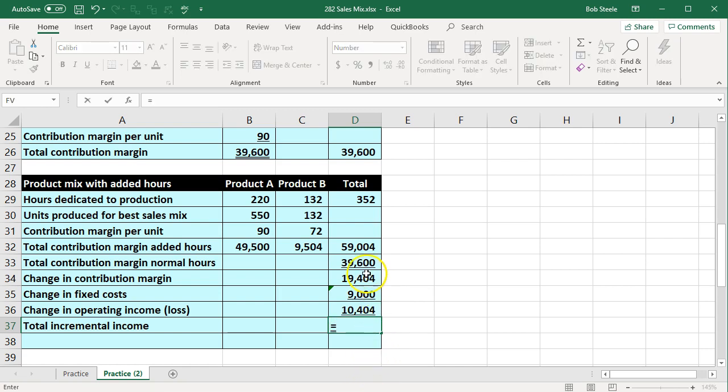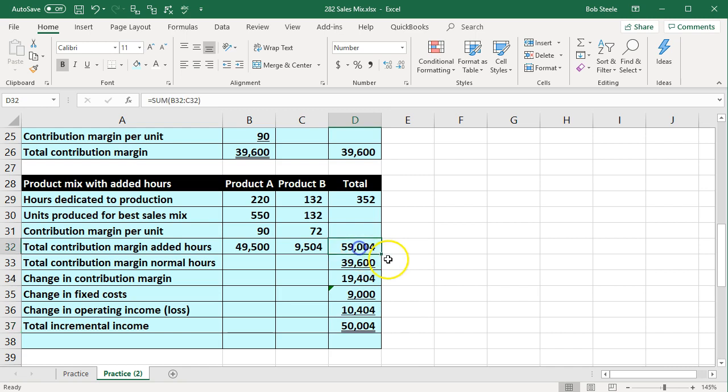So the end number that we're going to come to, the total incremental income, is going to be equal to the 39,600 plus the 10,404, for a 50,004. And that, of course, is the prior total contribution margin plus the change that's going to happen here. So the change that's happened is the 10,404, and that gives us the 50,004.